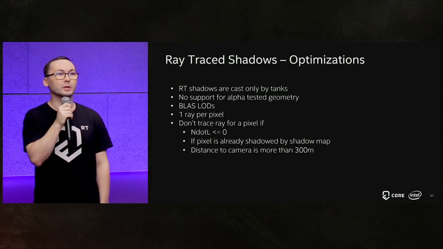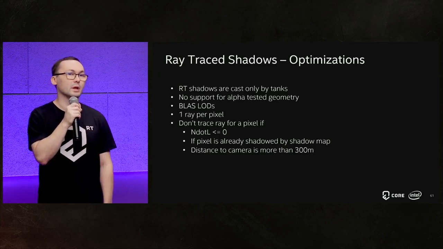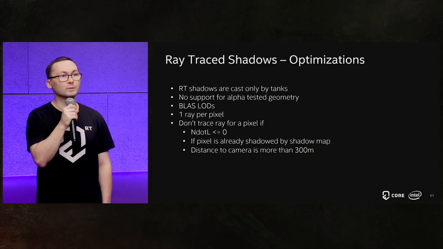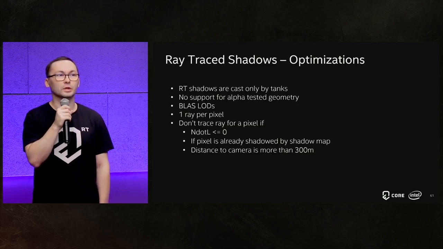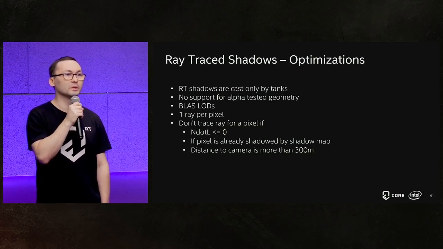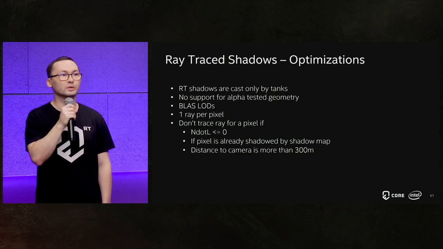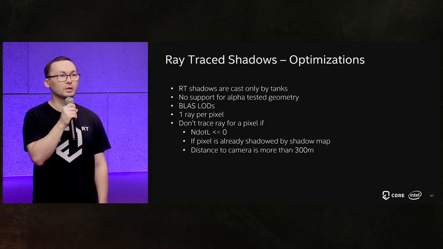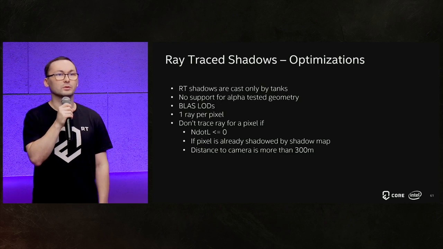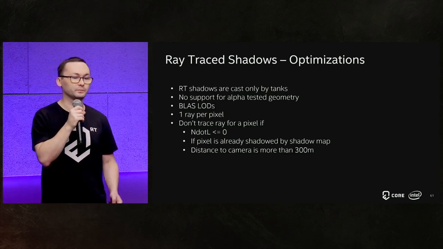If N dot L is less or equal to 0, we skip ray tracing altogether. However, it doesn't work for vegetation, which uses transmission. If a pixel is already shadowed by the traditional shadow map, we skip ray tracing as well. Additionally, we limited the ray trace distance to 300 meters.